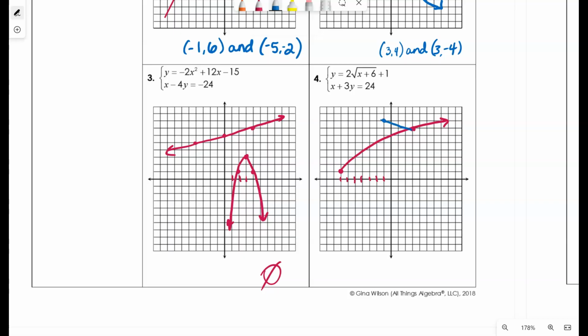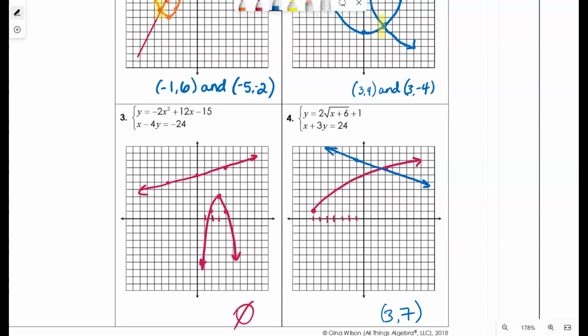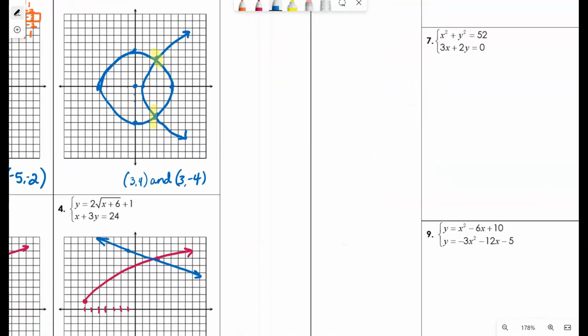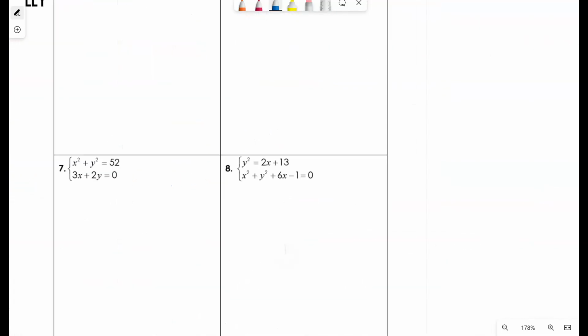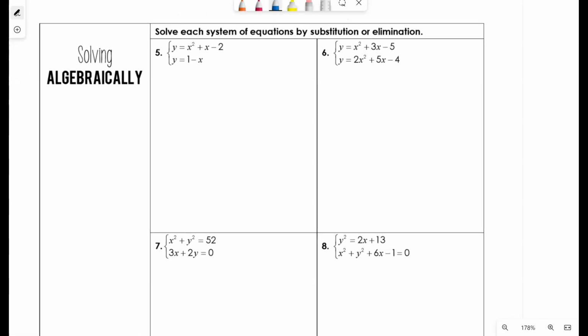So it looked like this. And remember, this intersection was (3, 7). Okay, so that's how we go about checking those graphs. Let's look at how to do some of these algebraically.